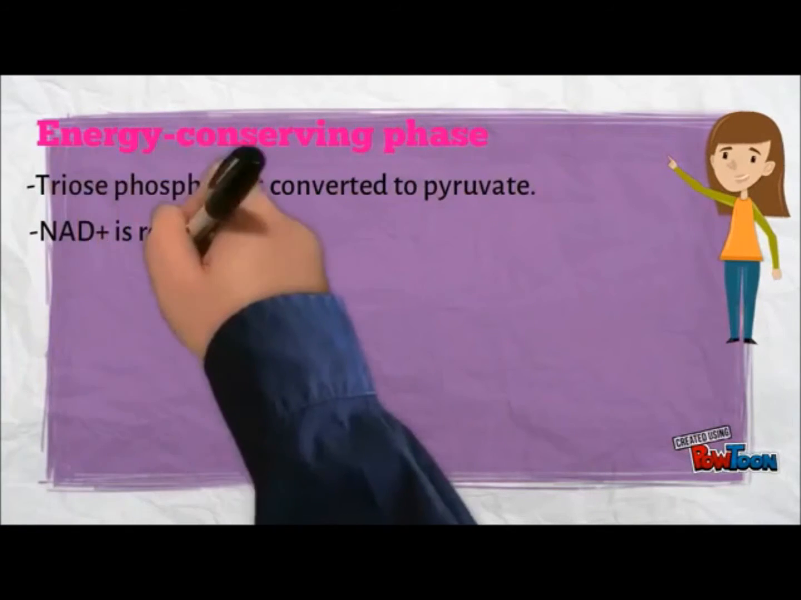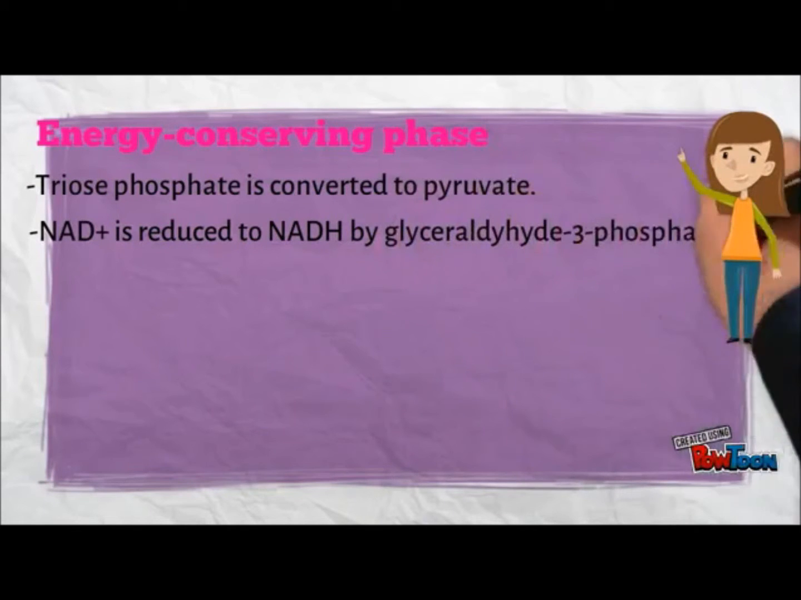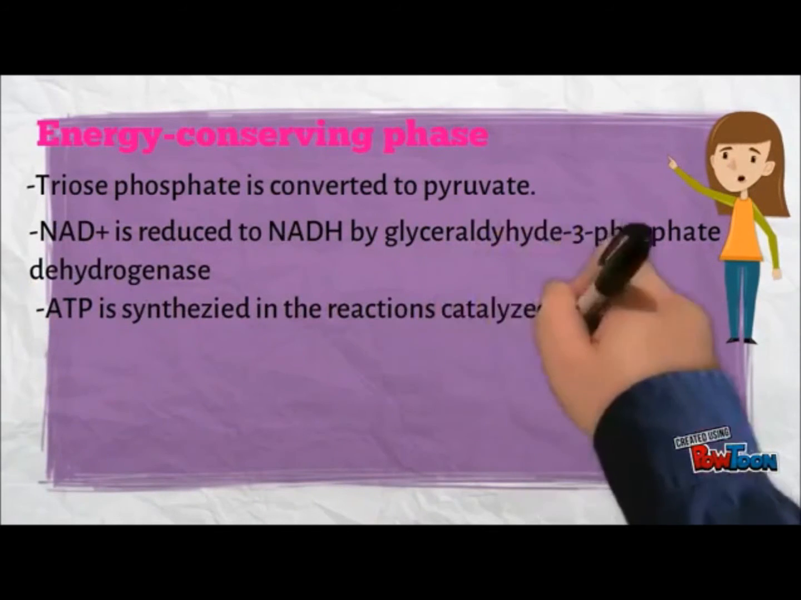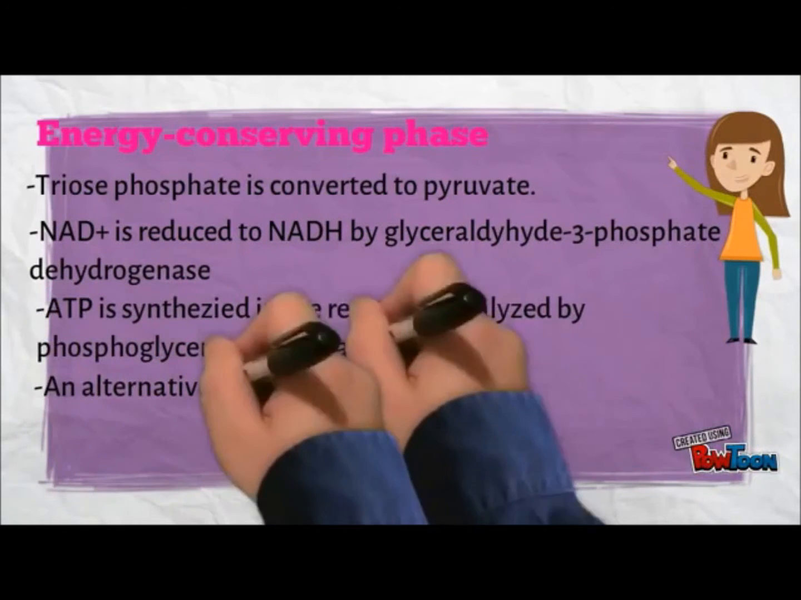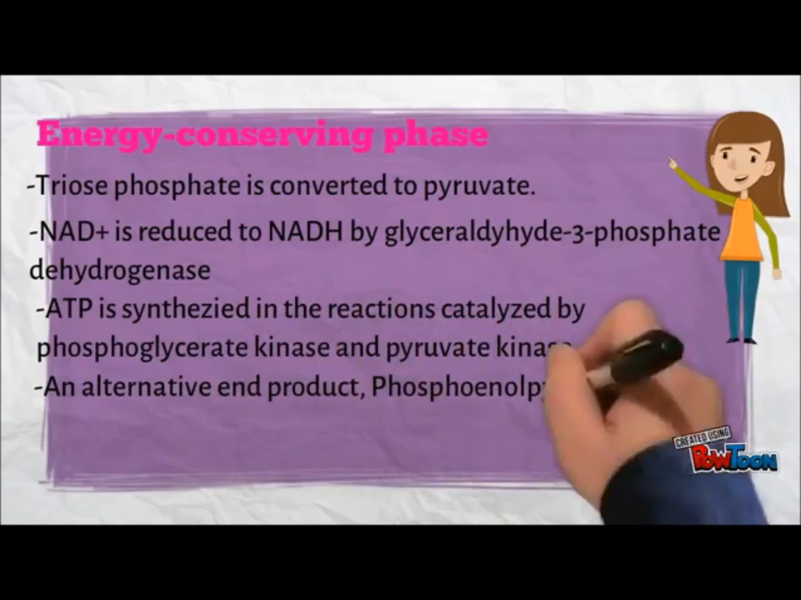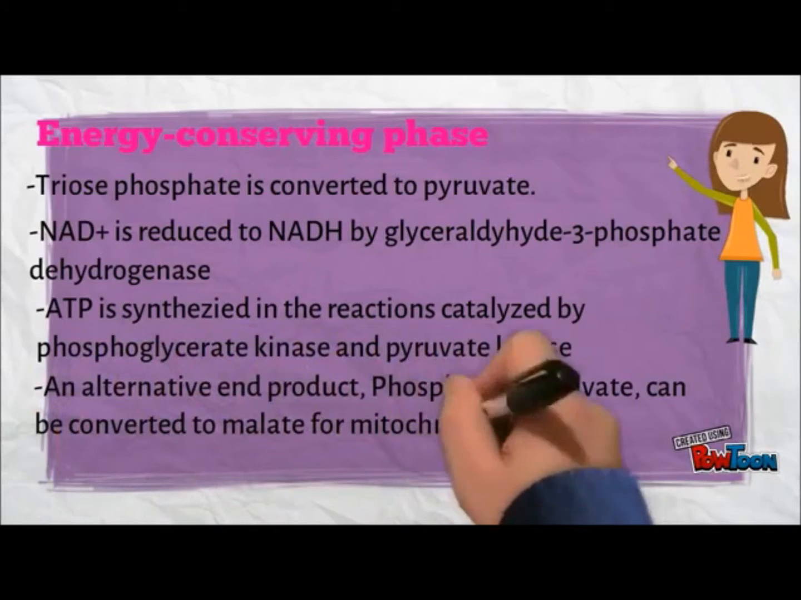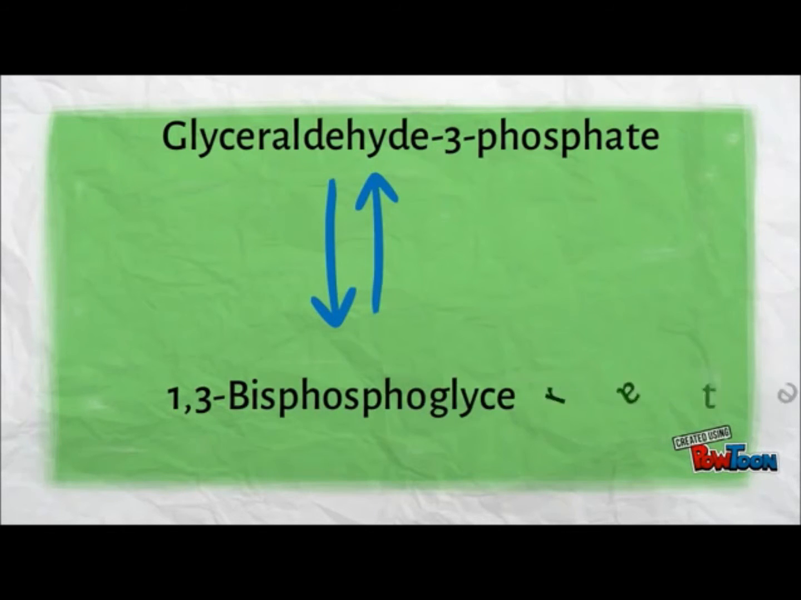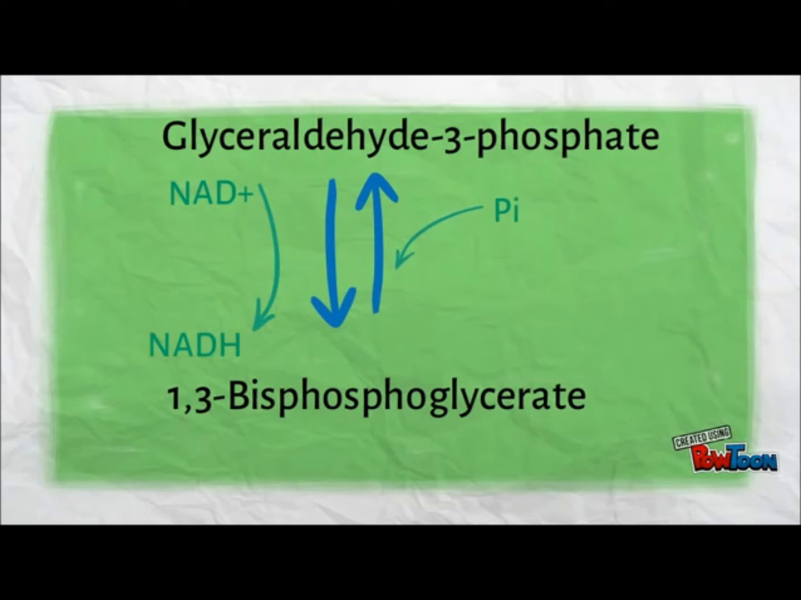NAD plus is reduced to NADH by glyceraldehyde 3-phosphate dehydrogenase. ATP is synthesized in the reactions catalyzed by phosphoglycerate kinase and pyruvate kinase. Once glyceraldehyde 3-phosphate is formed, the glycolytic pathway can begin to extract usable energy. The enzyme glyceraldehyde 3-phosphate dehydrogenase catalyzes the oxidation of the aldehyde to a carboxylic acid, reducing NAD plus to NADH.